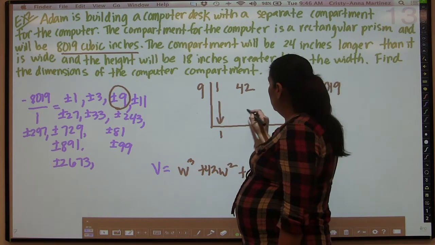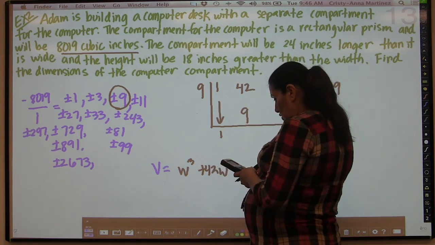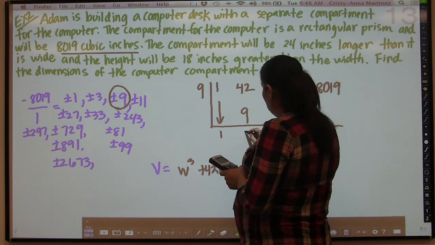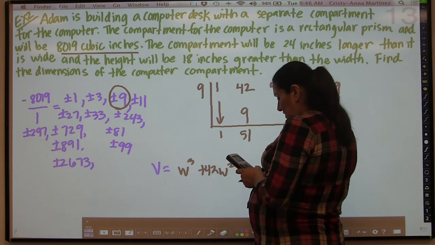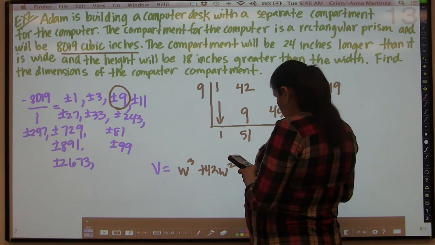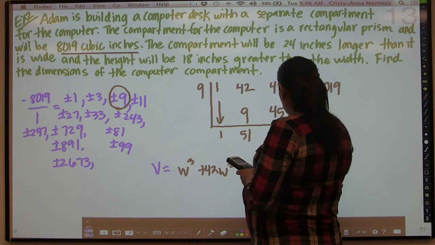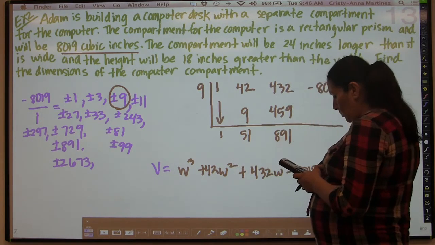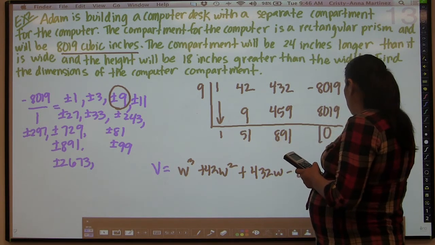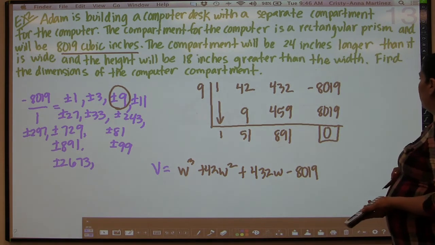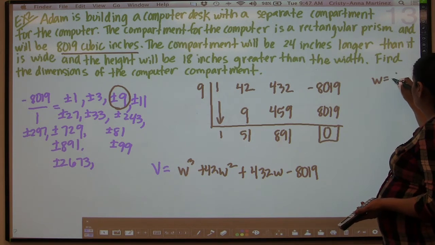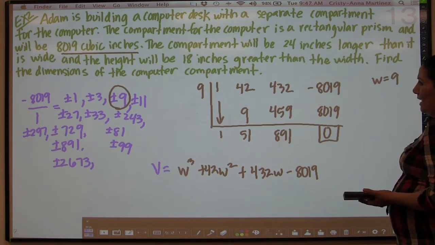And so I'm going to go 9 and 42 plus 9 is going to be 51. And 51 times 9 is 459. And 459 plus 432 is 891. And 891 times 9 is 8019, which gives us, yay, a 0 remainder. So now we know that one of the dimensions is 9. That's the width. 9.